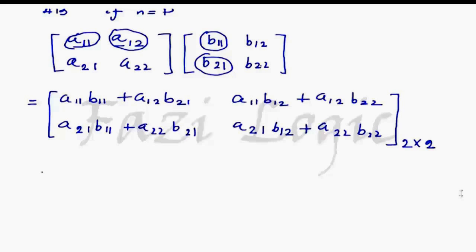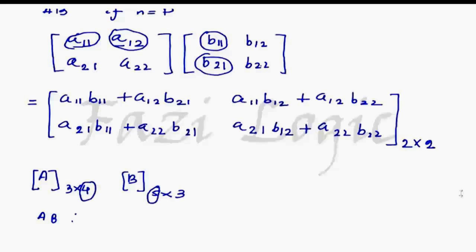Say A is a matrix of order 3 cross 4 and B is a matrix of order 5 cross 3. Is AB possible? No. Why? Because the number of columns of A is 4 and the number of rows of B is 5. So these are not equal, so AB is not possible.